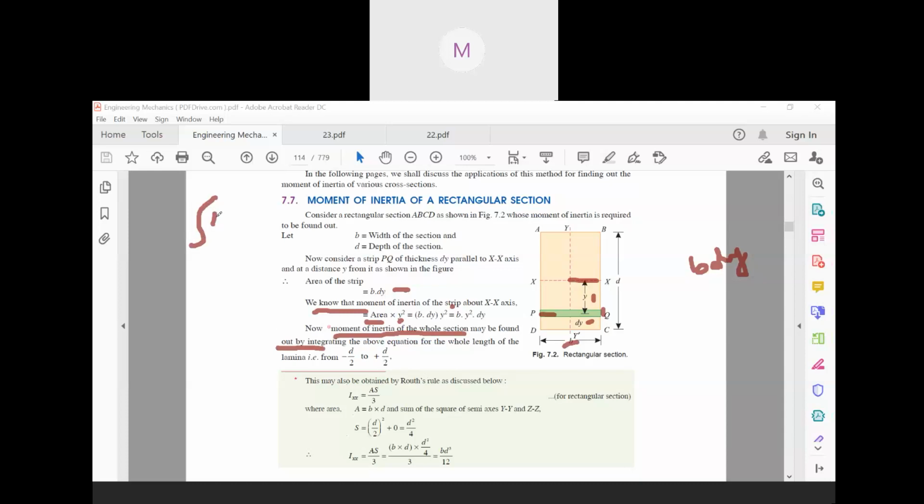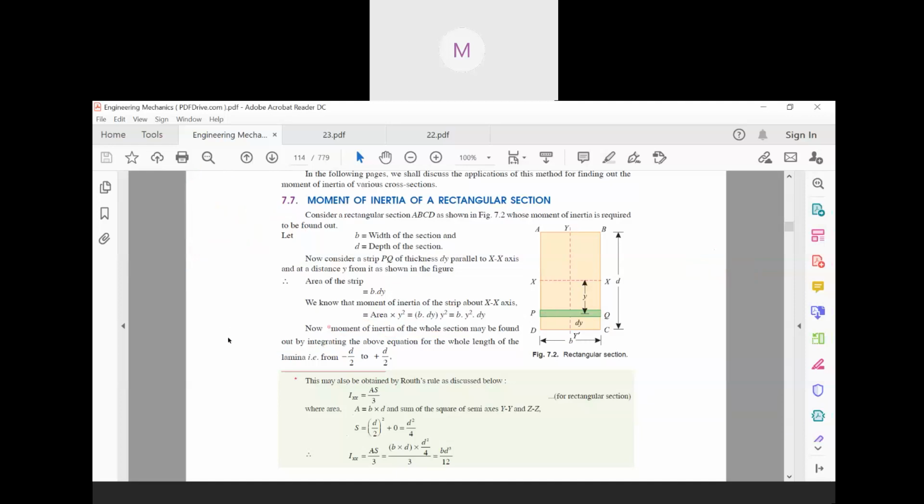So integration by square dy. So the limit is what? Minus d by 2 and here plus d by 2. Now you may ask me why we got minus d by 2 and plus d by 2.